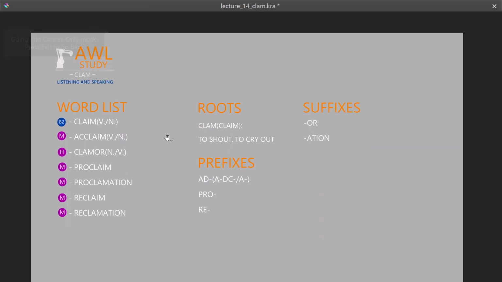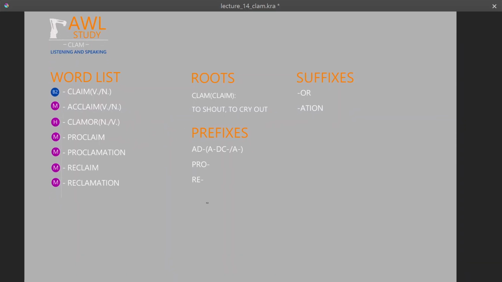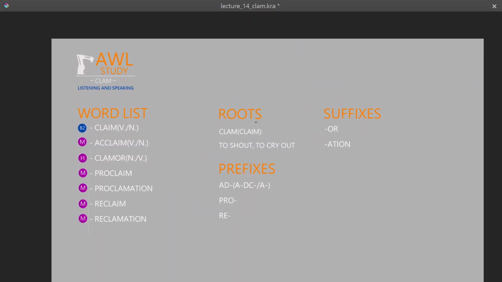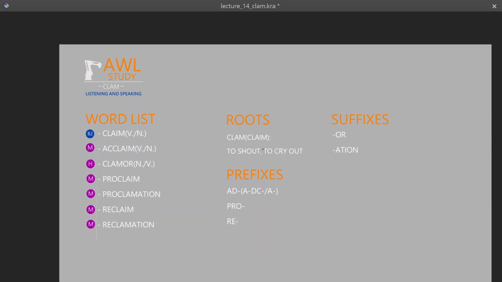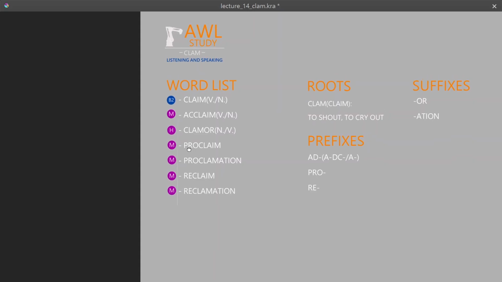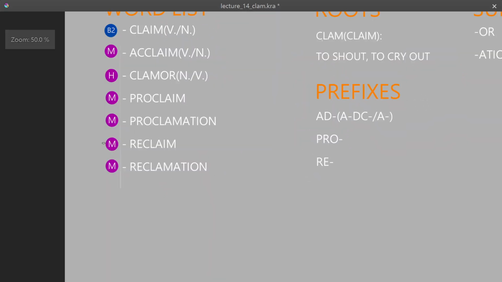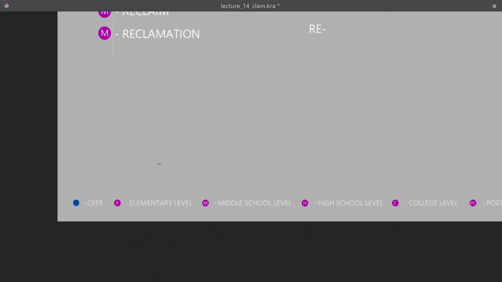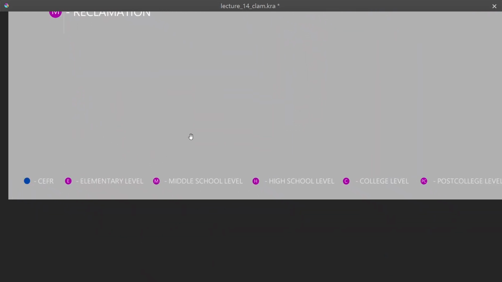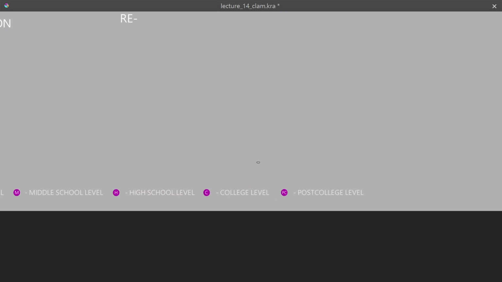Now we have some words that share the root clam and its variant claim, meaning to shout or to cry out. And we have some prefixes and suffixes that are combined with the root and its variant to form these words. They are labeled with either CEFR levels or the general academic levels, namely the elementary level, middle school level, high school level, college level, and post-college level.